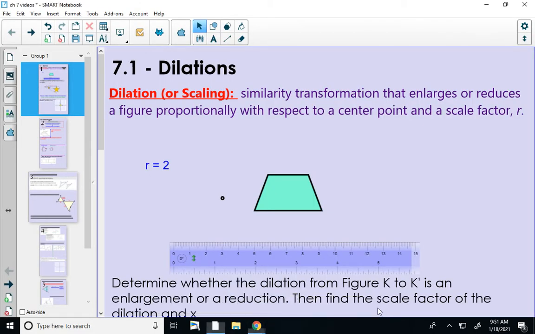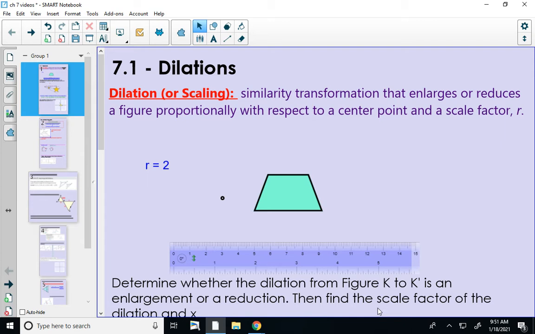Our first lesson in chapter 7 is about dilations. So a dilation is a type of transformation. Transformations we've worked with in the past are things like rotations, reflections, translations. So we're just adding on to that list.